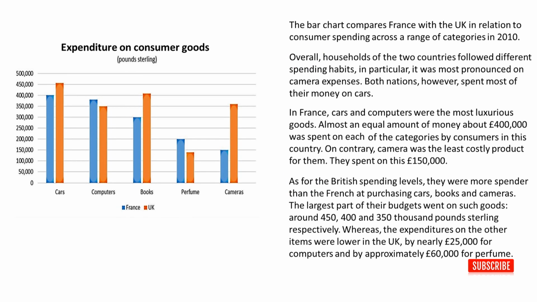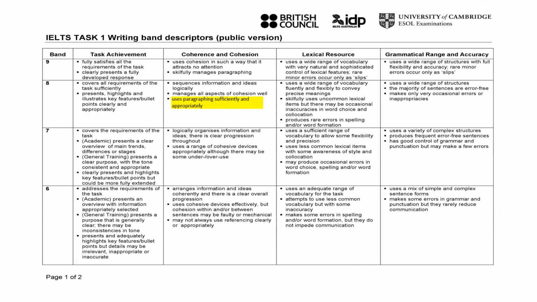In the public version of the Writing Task 1 Band Descriptors, it is written that candidates who use paragraphing sufficiently and appropriately get band 8 for coherence and cohesion. This is one of 4 criteria on which the writing task will be evaluated.